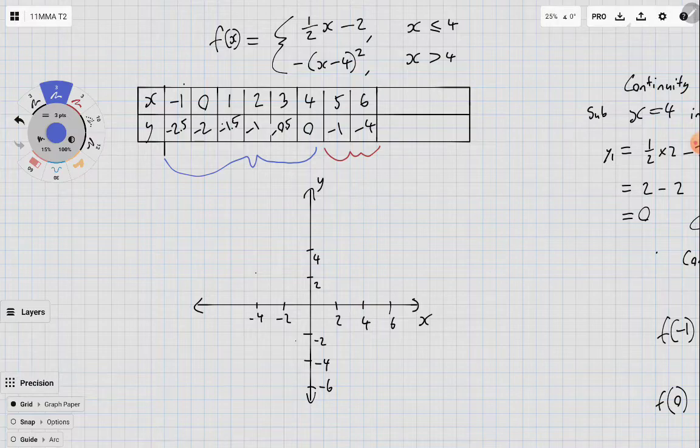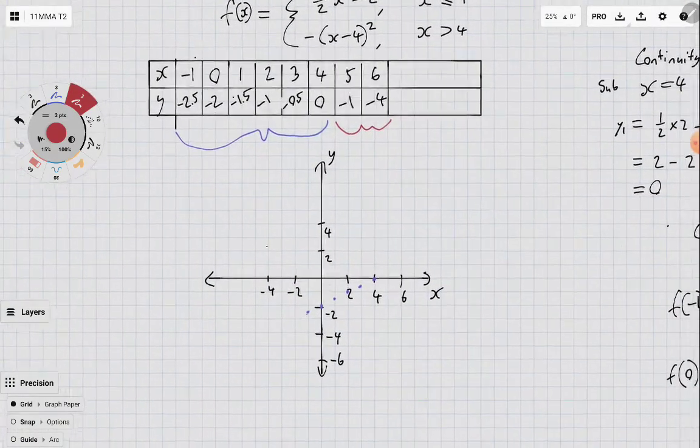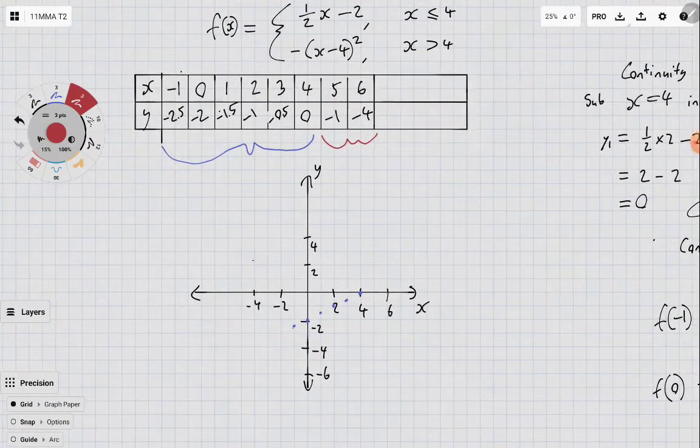So at -1, it's at -2.5, then we're at 0, -2, then we're at 1, and then we're here, and it's when we hit 4, 0, which is when our blue is going to finish, and it connects perfectly because we worked out before that it is continuous, so they connect 100%, and the next point is going to be at 5, -1, and then at 6, -4.